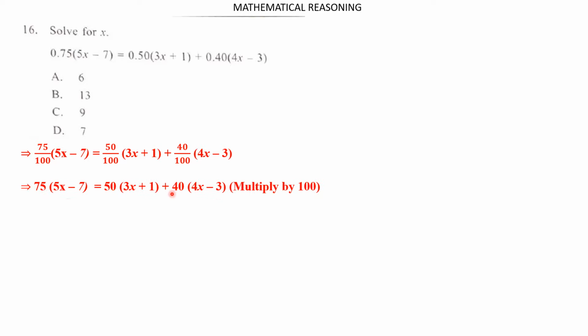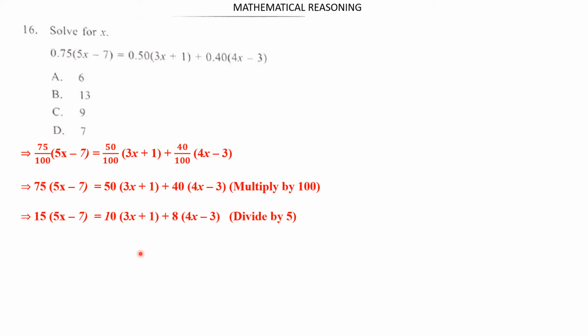So question number 16. Here you have to find the value of x. First, I will write 0.75, 0.50 and 0.40 as fractions. When I write them as fractions, I can see 100 will be in the denominator on both LHS and RHS. So I will multiply 100 on both LHS and RHS. Then my 100 will get cancelled out and I will be left with this. Now I can see 75, 50 and 40 all have common factor 5, so I am going to divide by 5 on both LHS and RHS. Now it will become this.